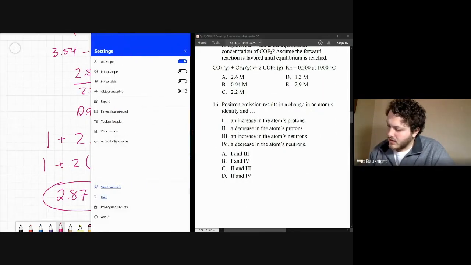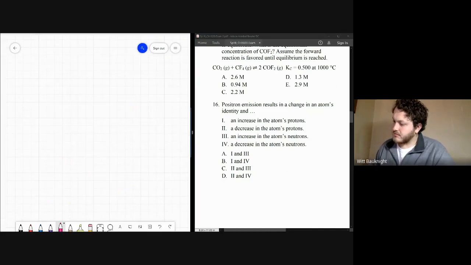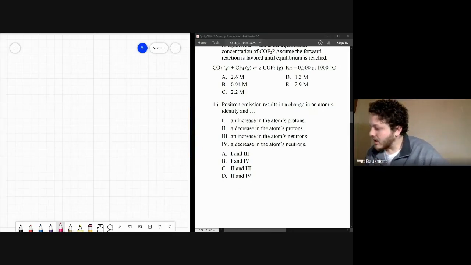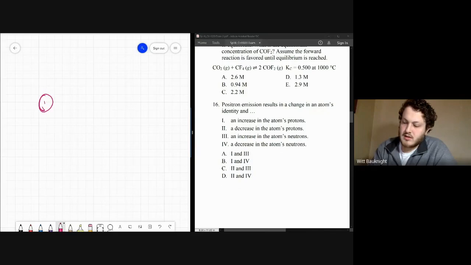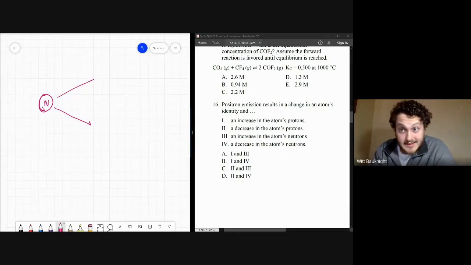So let's talk about 16. Positron emission results in the change in an atom's identity. So you need to think about what is happening in positron emission. Well, you think about a neutron. If we look at the masses, it really turns out that it's made of an electron and a proton.